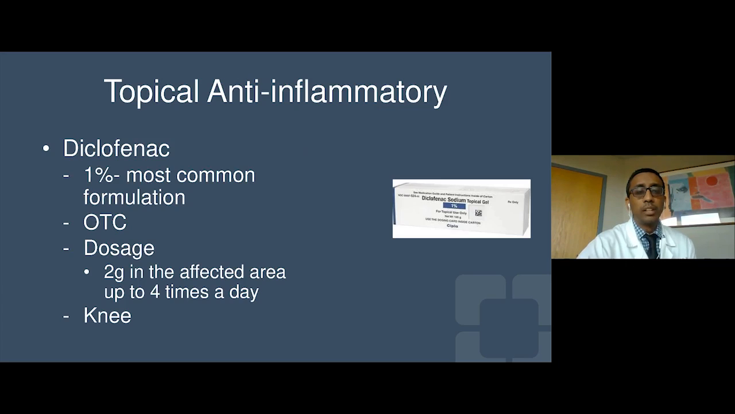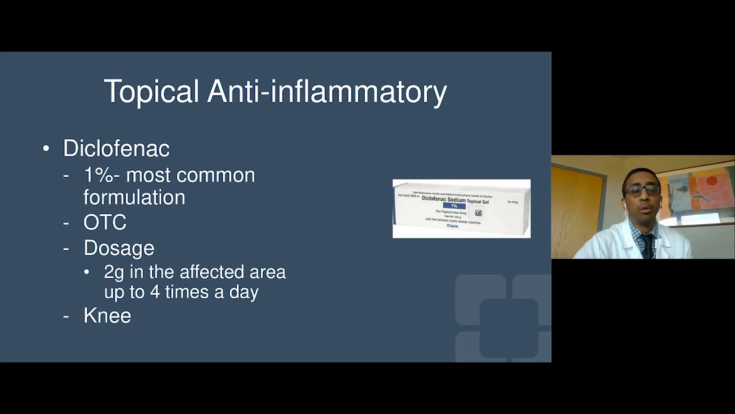The next one will be topical anti-inflammatories. The main topical anti-inflammatory is diclofenac, or Voltaren, which most of you may have heard of. It comes most commonly in a 1% formulation. It has now been over the counter for about the past year, and that is the same dosage as the one that was prescribed previously. The dosage for us is about 2 grams, and it comes with a measuring stick, which comes out to about a pea size. You would take that pea size and rub it onto the affected area up to 4 times a day.